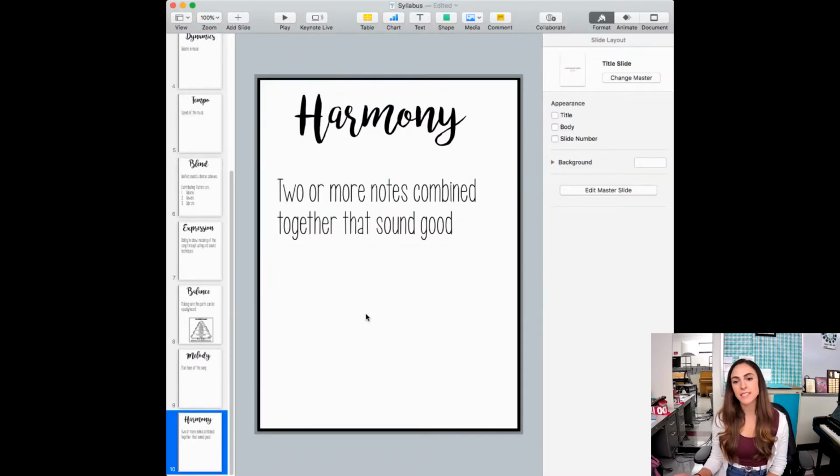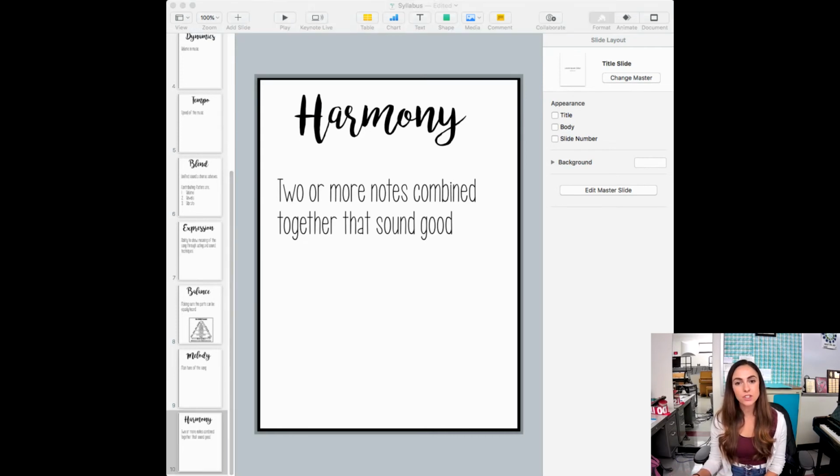Conversely, we have the idea of harmony. Harmony is when two or more notes combine together and sound good. So instead of singing the melody, "Oh, say, can you see?" there might be another group of people who sing a separate part that sounds good with the melody, like, "Oh, say, can you see?" If you put those two parts together, they would sound really cool. And that's what harmony is.